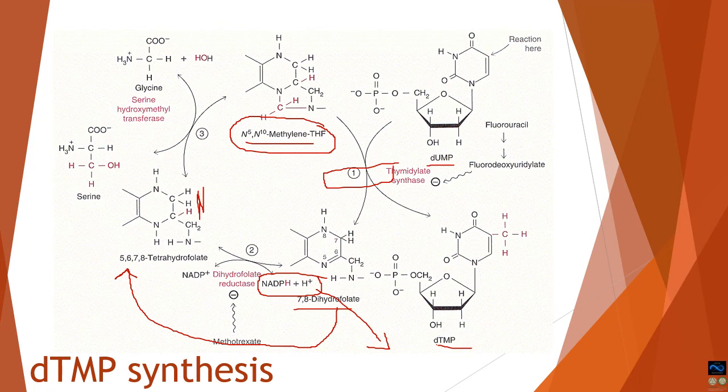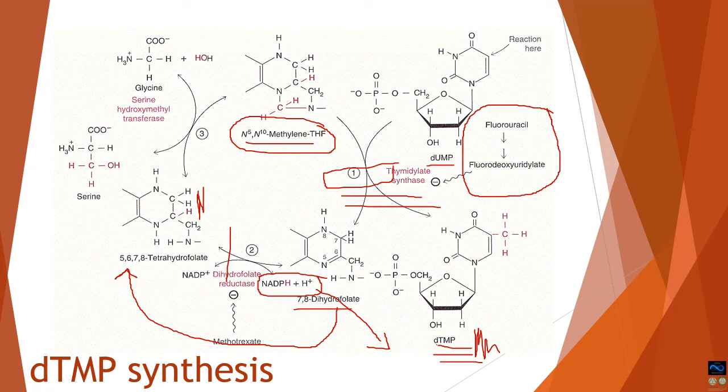As I already told you in the previous slide also, these two enzymes are the targets of certain drugs. This thymidylate synthase reaction is the target for the drug fluorouracil or fluorodeoxyuridylate, which is an anti-cancer drug, which prevents the thymidylate synthetase from its reaction, and hence the production of TMP is not happening. When TMP is not there, the DNA cannot be synthesized.